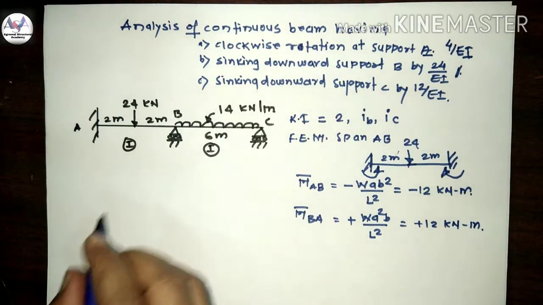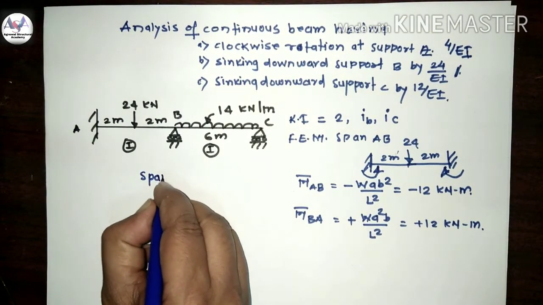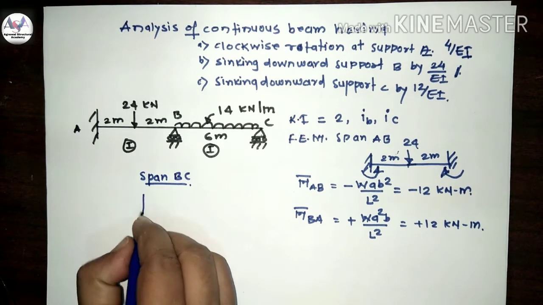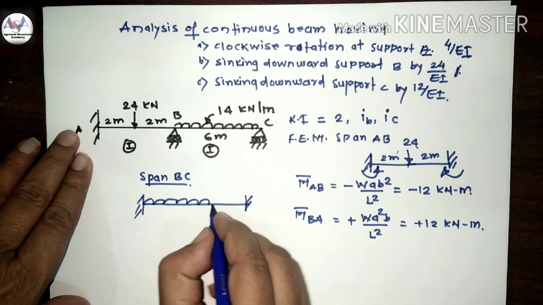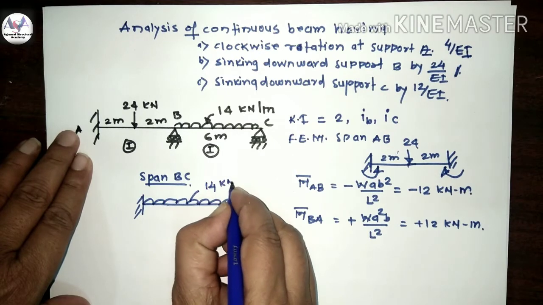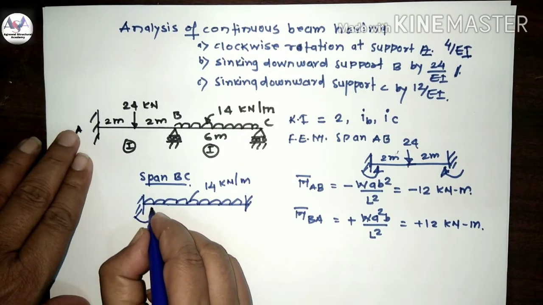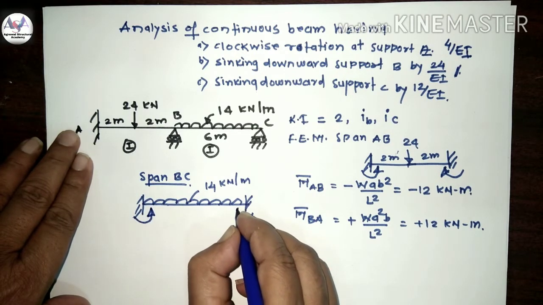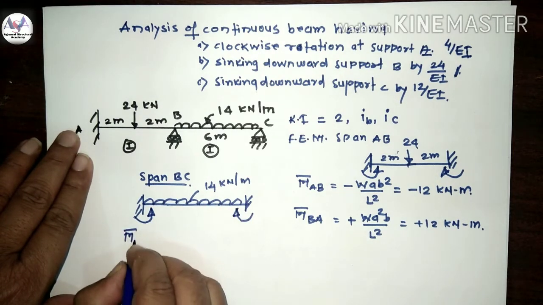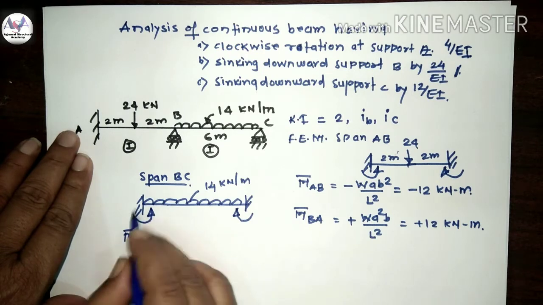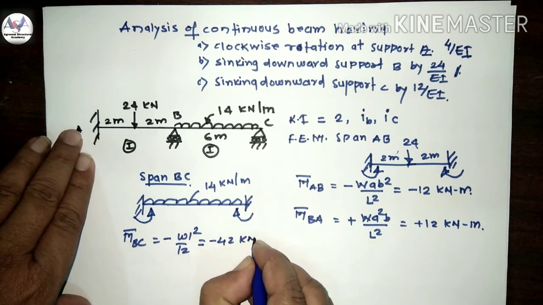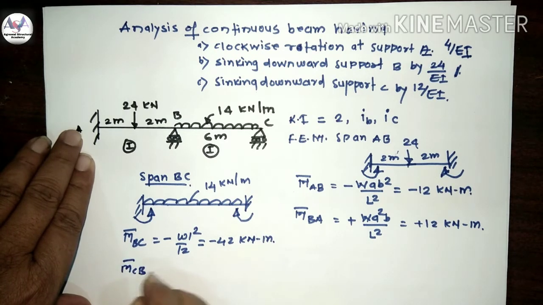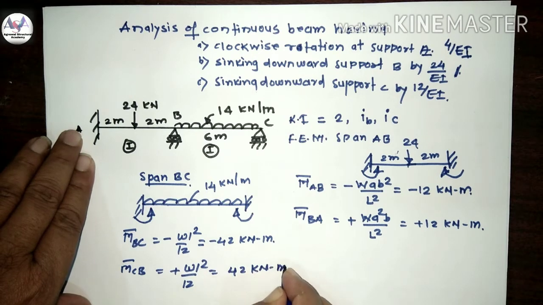Then the span BC, clamp this. We know here this is the load of 14 kN per meter. So this will develop a fixed end moment like this. This is the fixed end moment developed due to this load. So now we write the fixed end moments. This one is anti-clockwise, so minus WL square by 12, so that value is minus 42 kN, and M bar CB is plus, that is 42 kN. So this second step is over.